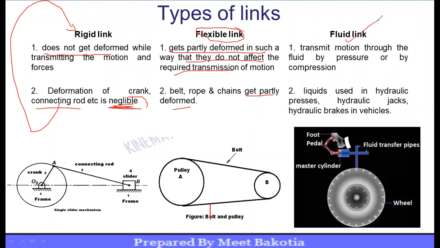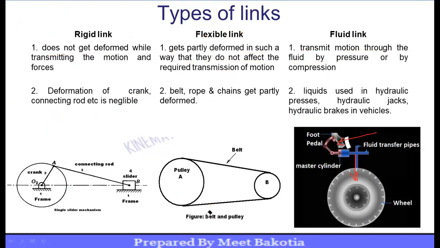The fluid links, which you can see here: if I apply the foot pedal pressure over here, then because of that the brakes will be applied on the wheel. So this is the hydraulic brake which is shown. The transmitting motion is happening with the help of the fluid, by pressure or compression. Since the fluid is the medium of applying the brake, that's why I can call this link a fluid link. So this was the classification of the links, the different types of links.